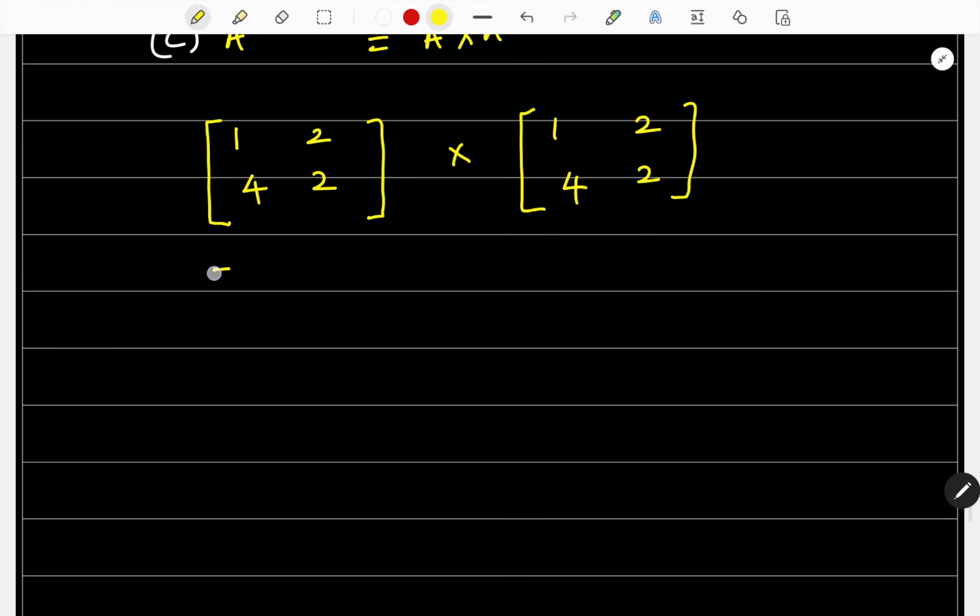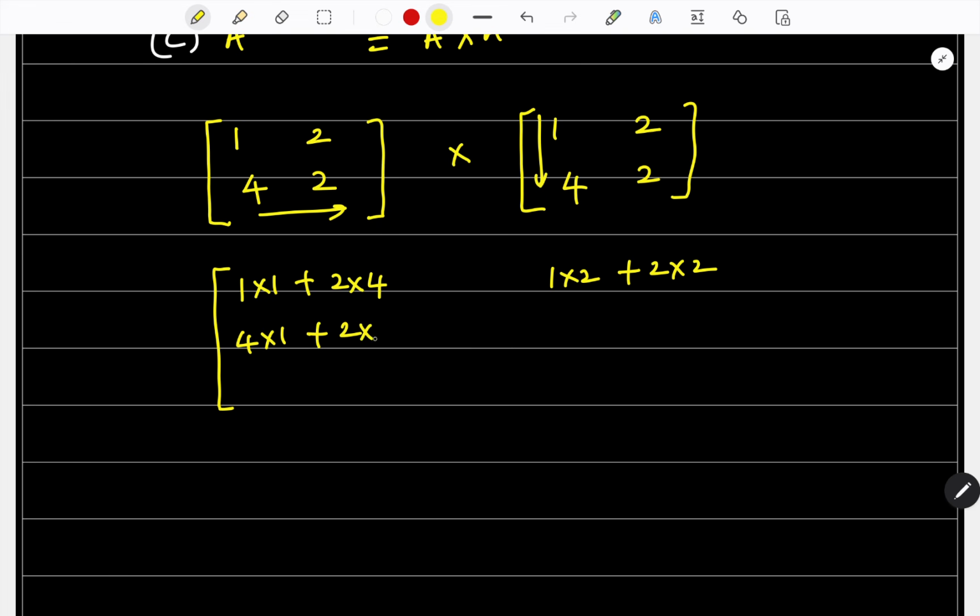So let us start here. First row, first column: 1 multiply by 1 plus 2 multiply by 4. First row, second column: 1 multiply by 2 plus 2 multiply by 2. Second row, first column: 4 multiply by 1 plus 2 multiply by 4. Second row, second column: 4 multiply by 2 plus 2 multiply by 2.